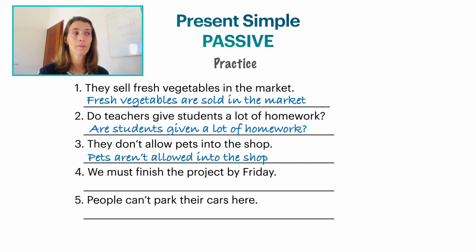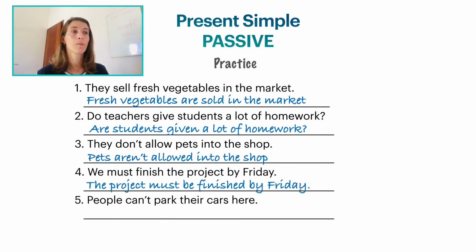Number 4 says, we must finish the project by Friday. Debemos terminar el proyecto para el viernes. Must, tenemos un verbo modal. Entonces, vamos a comenzar con the project. El proyecto debe ser terminado para el viernes. Eso es lo que tenemos que decir. The project must be finished by Friday. Must be finished. Yes, very good.